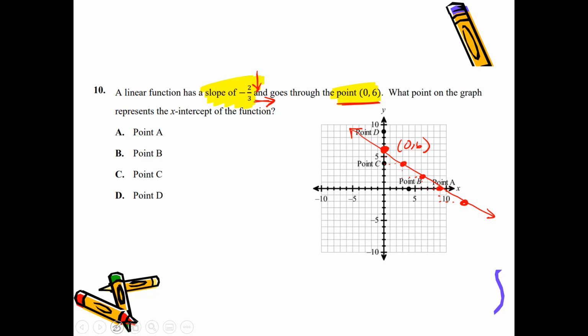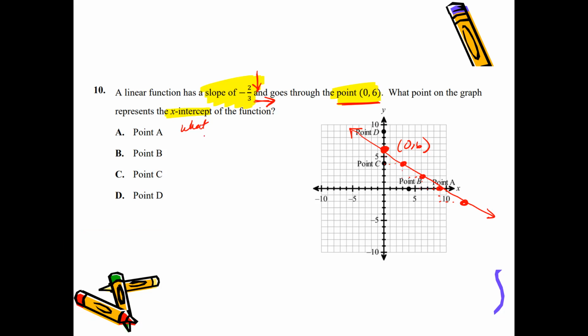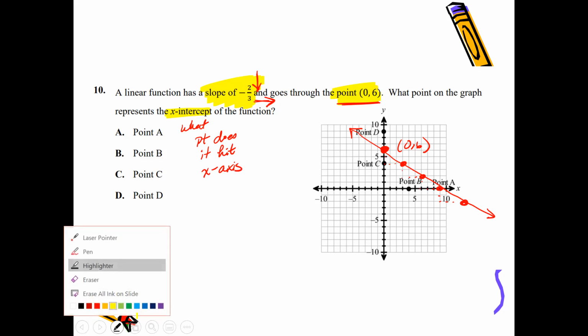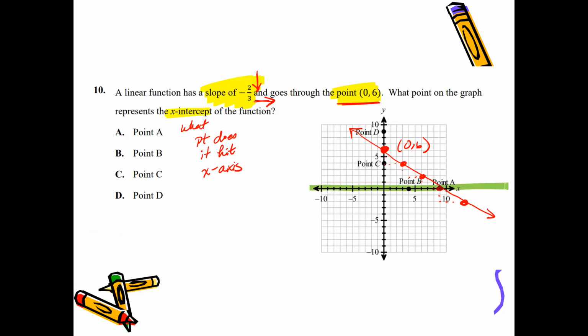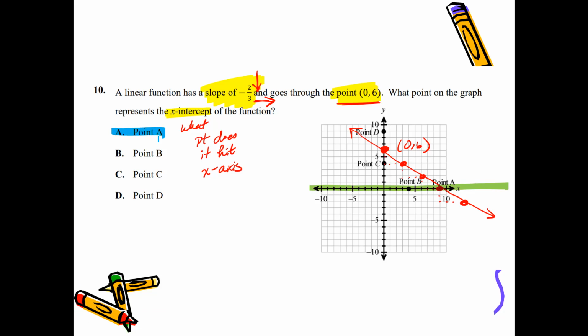All right, so the question here asks you x-intercept. I'm going to highlight the x-intercept, okay? So what it's saying is, what point does it hit the x-axis? Your x-axis is this green line right here. Which point did your red line hit at that green line? Is it A, B, C, or D? I think it's A, because A is right there, and that's where the red line hit the green line.